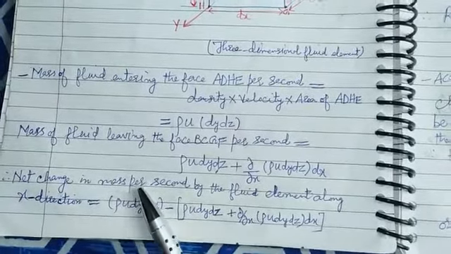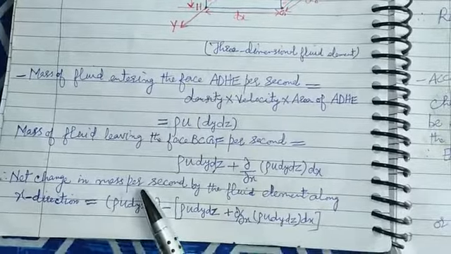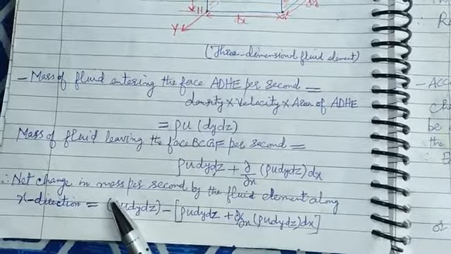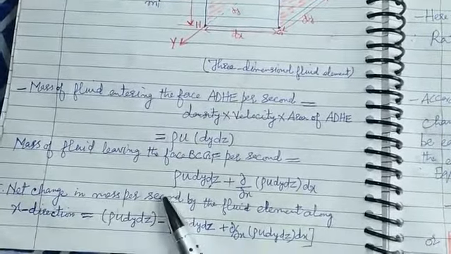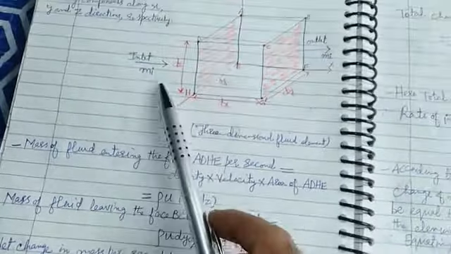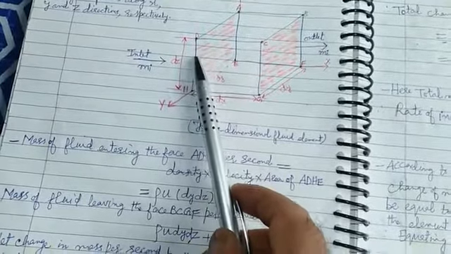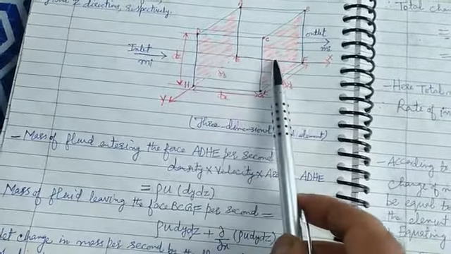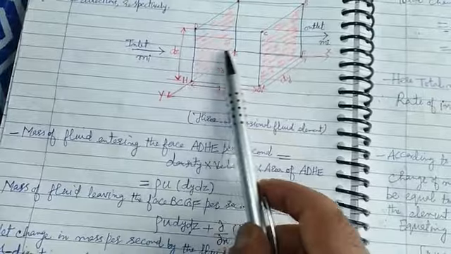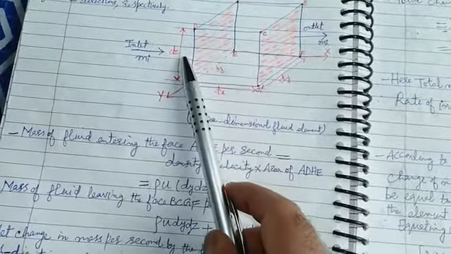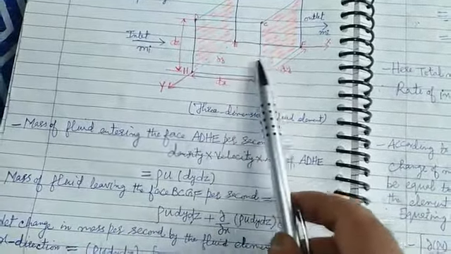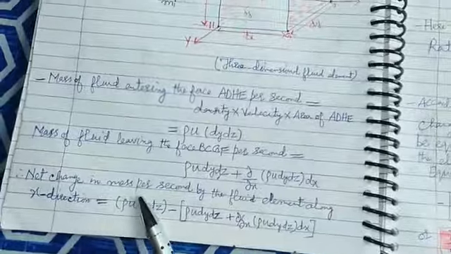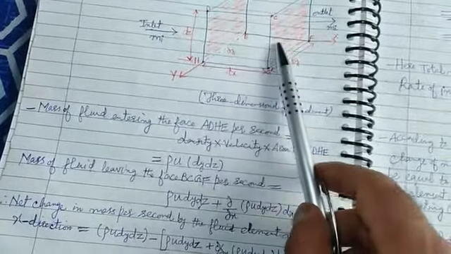Now how much change will come in the mass? What is the change in the mass flow rate when the fluid goes from entering to leaving, along the x direction, when the fluid flows from this area to this area, and leaves along this direction? What will be the gain in mass and what will be the change in mass? That finally will be equal to the mass flow rate at inlet minus the mass flow rate at outlet.